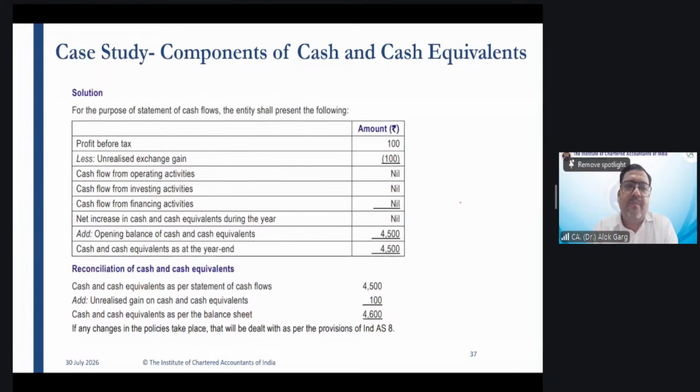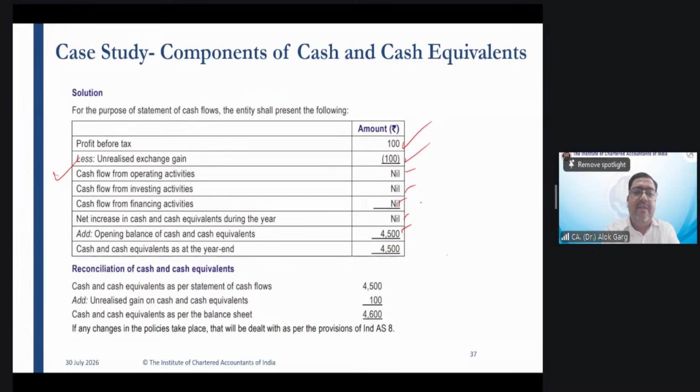Let me tell you. Profit before tax 100 less unrealized gain 100. I have shown you just before. Your PBT is 100, but there is an unrealized, non-cash item. 100 has to be reduced. Cash flow from operating activity 0, investing 0, financing 0. Net increase in cash and cash equivalent 0.